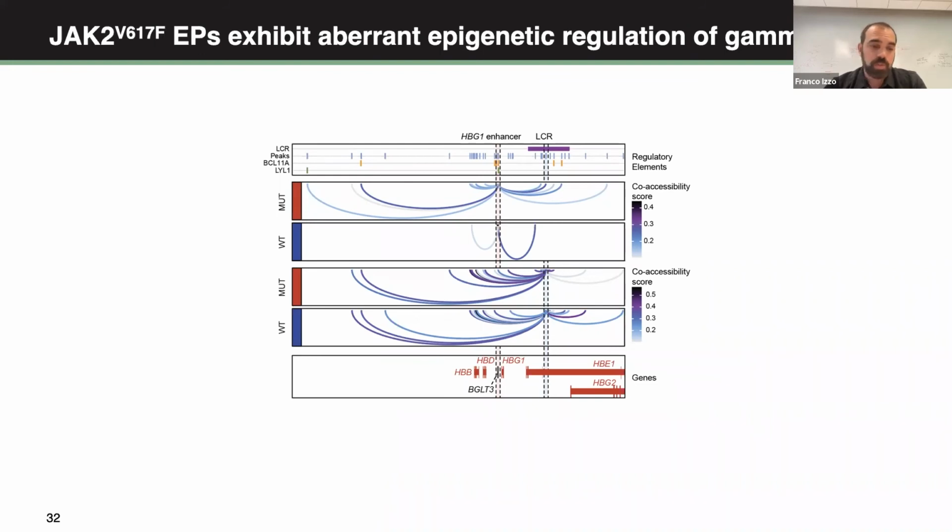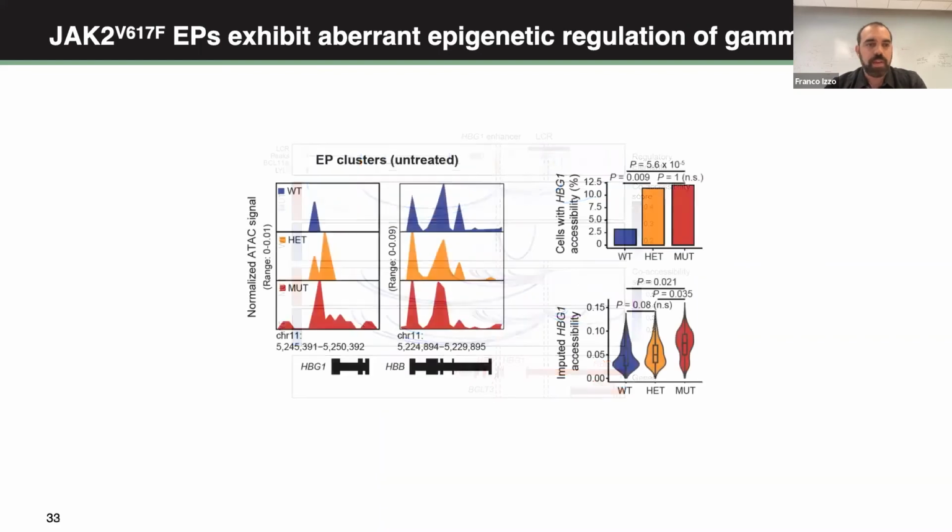So next we looked into the HBG1 gene itself, and what we observed is that we had an increase in the accessibility of HBG1 within the mutant cells, together with an increase in the fraction of cells that show this accessibility and the overall accessibility itself. So this implies that there is already an epigenetic priming towards increased fetal hemoglobin production driven by the JAK2 mutation.